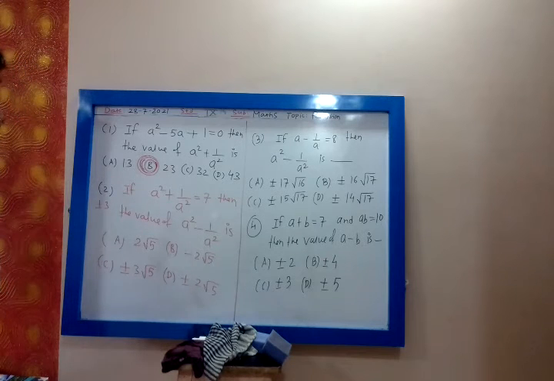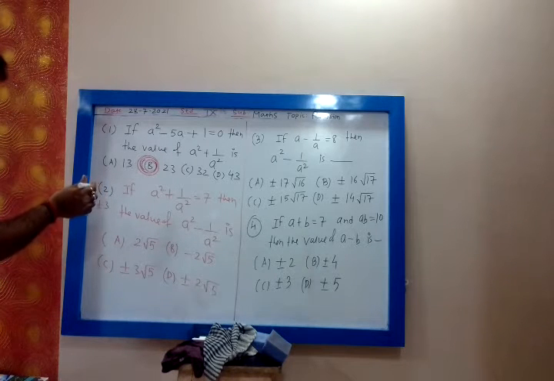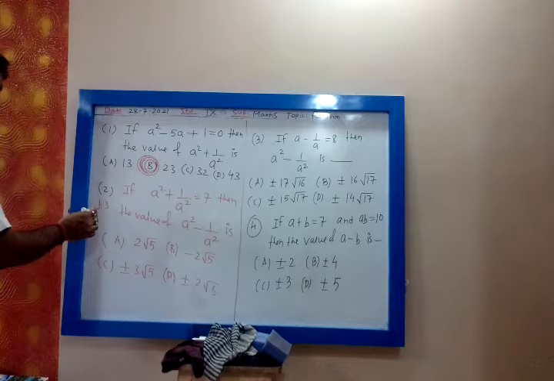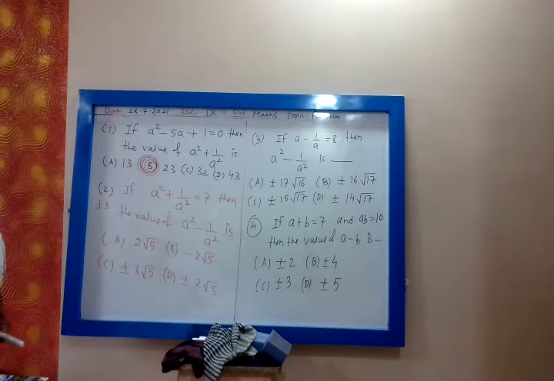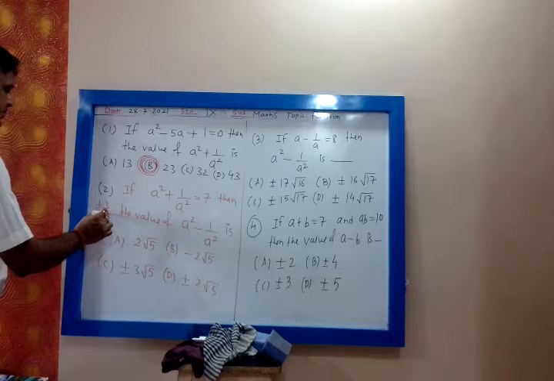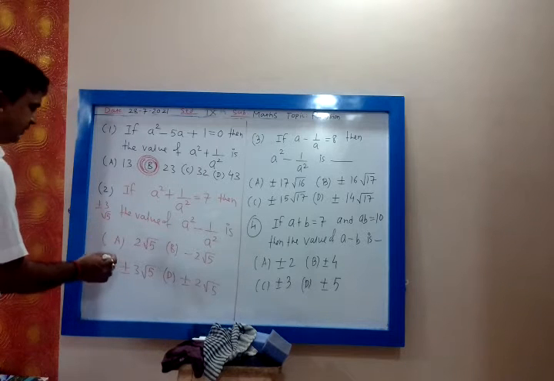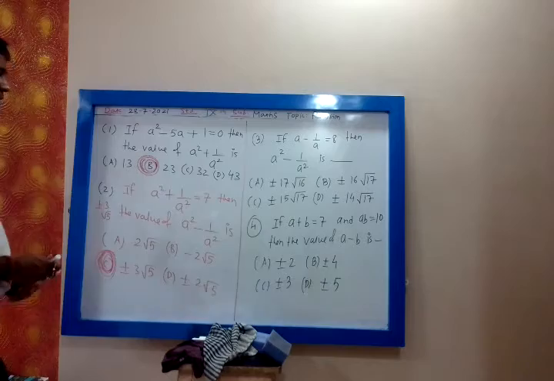Then to find a minus 1 upon a whole square, that will be plus minus 3, root 5. This will come root 5. So multiplication of this will be plus minus 3 root 5. So this is the correct answer. 3 into root 5 will be.